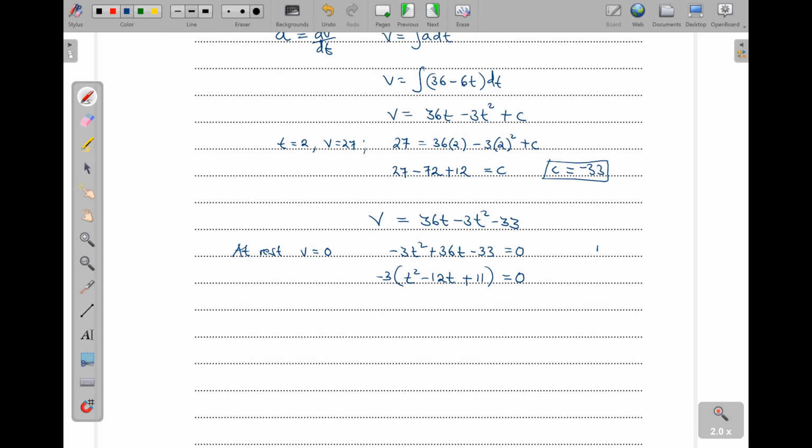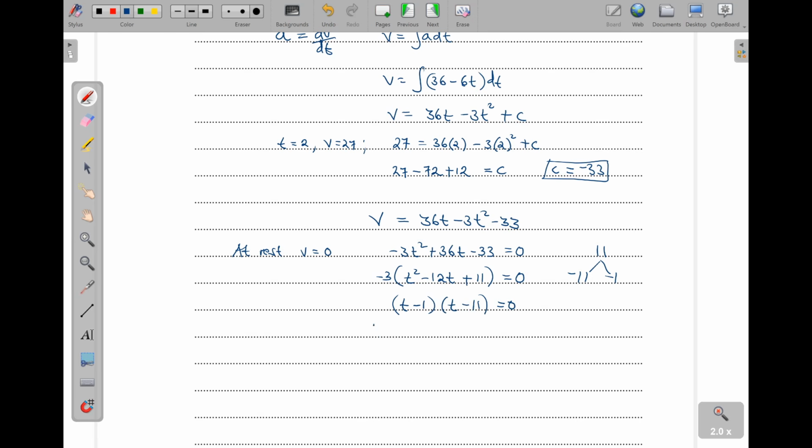So the product is 11. Two numbers, when I multiply them, they give me 11. That is 11 and 1 because it is a prime number. And since the sum here is negative 12, that means this one will be negative and negative. So when you add them, you get negative 12. So we shall have t minus 1 and then t minus 11, which is equal to 0.